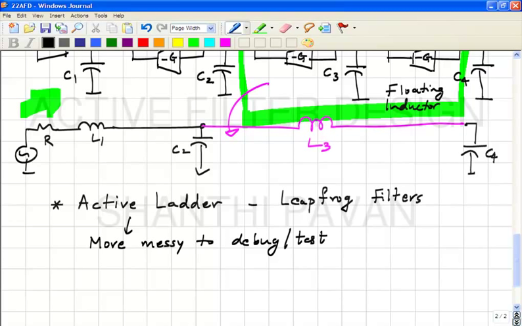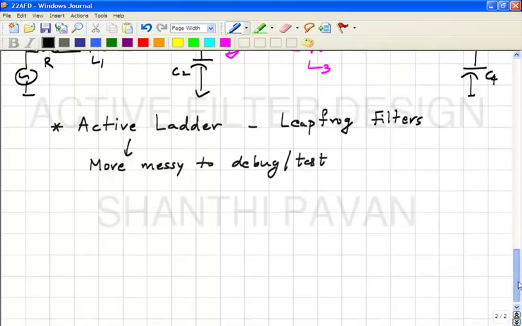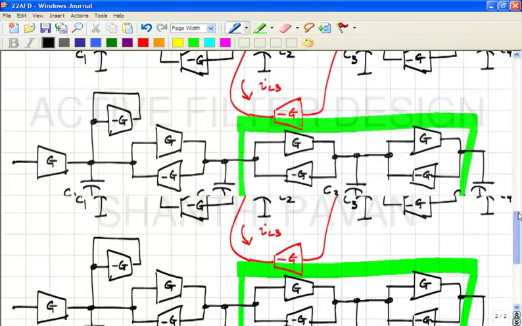So even though the sensitivity is lower than a cascade, in general people prefer to use a cascade of biquads simply because it is easier to design and debug. Okay. All right. Now, the last section that we want to realize is this character.